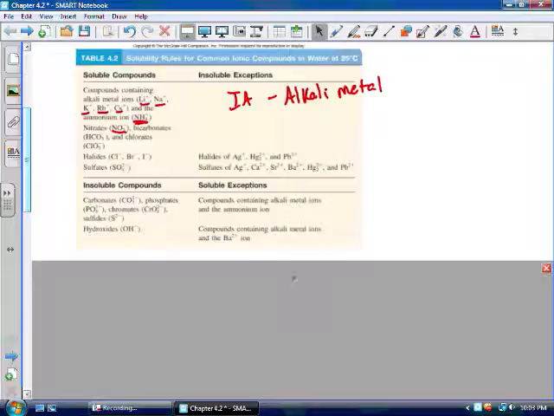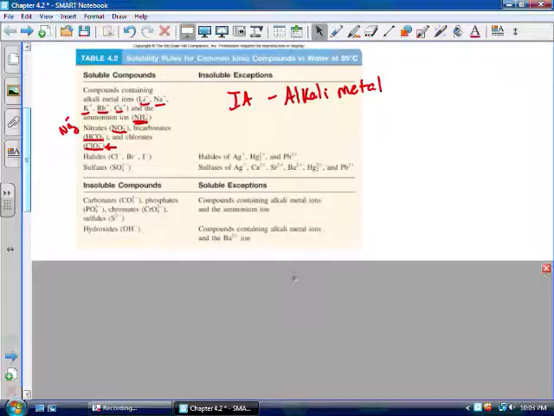Nitrates, NO3, bicarbonates, HCO3, and chlorates, ClO3, are considered to be soluble. Along with chlorates goes that whole family of perchlorate, chlorite, hypochlorite, all those as well are considered to be soluble. And the same is true with nitrates. Nitrites, NO2 negative, are generally soluble as well. So when you say nitrates or chlorates, it's the whole family.